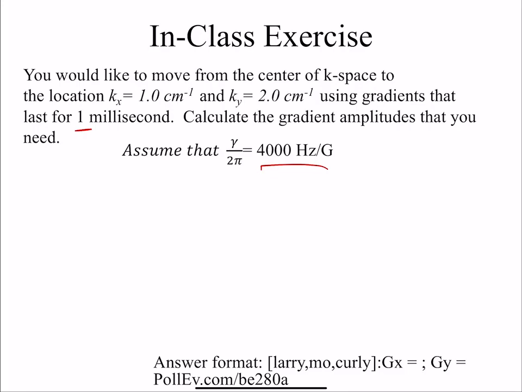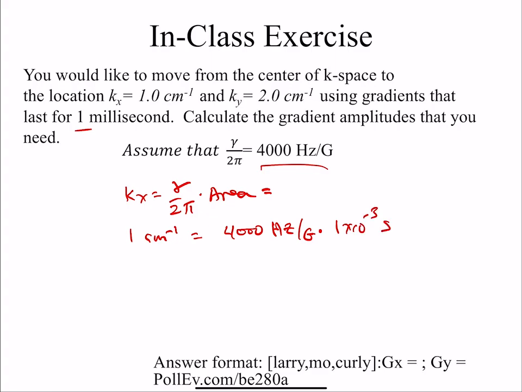Most of the answers are correct, but it's worth talking about. Remember, kx is equal to gamma over 2 pi times the area of the gradient, right? So we have 1 inverse centimeter equals 4,000 hertz per Gauss, times 1 times 10 to the minus 3 seconds, and then we solve for g. So g is just 1 times 10 to the 3 over 4,000, which equals 0.25 Gauss per centimeter.